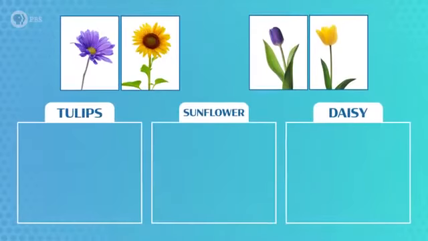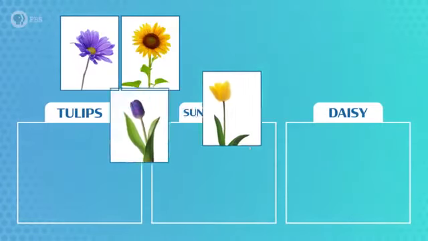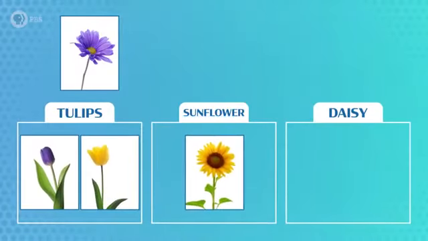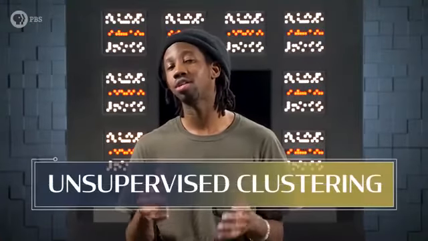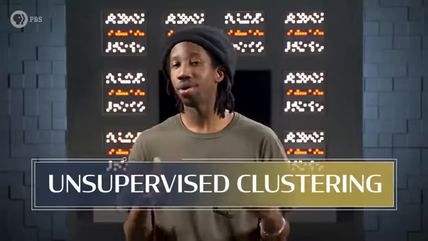Or maybe we have some more experience with flowers and realize that two of these are tulips, one is a sunflower, and the last one is a daisy. So there are three categories. Immediately recognizing different properties like this and creating categories is called unsupervised clustering. We don't have labels provided by a teacher, but we do have a key assumption about the world that we're modeling. Certain objects are more similar to each other than others.